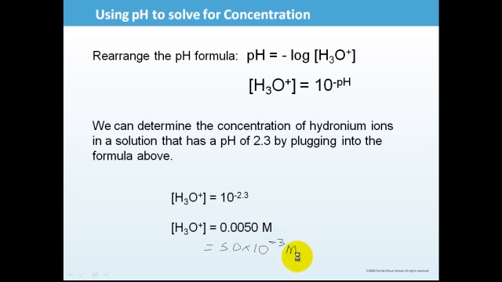Okay, so simple as that. And just plugging it in just like we did with the pH formula. All right, now the one final thing is sometimes we're given pH and we want to find out the concentration.